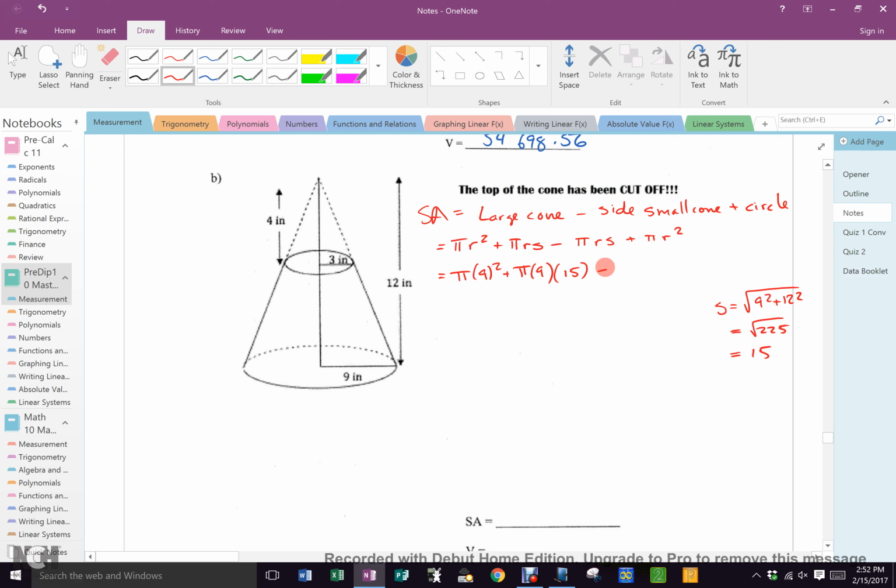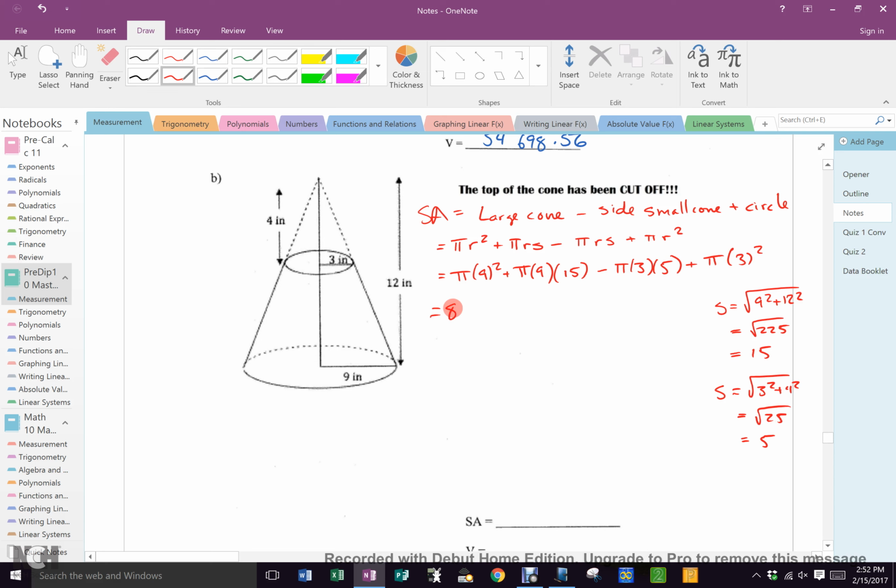Now I need the other S, pi. The new radius is 3. Its slant, 3 and 4. When I do that one, slant is the root of 3 squared plus 4 squared, which is the root of 25, which is 5. So this is 5. But then I have to add pi times 3 squared. So then I just add all this mess up.